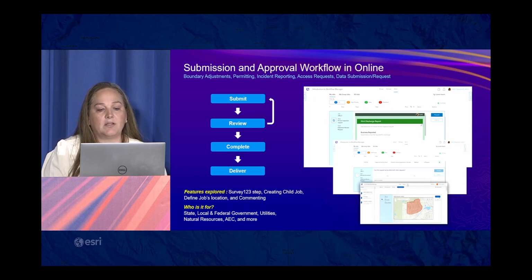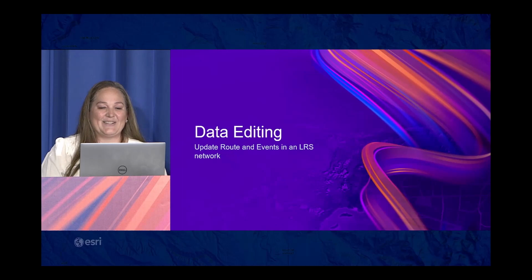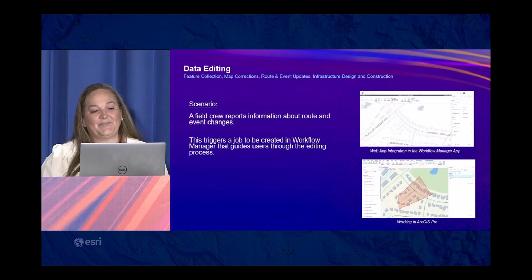You might remember Arthi manually put in the additional information for the request, but it could have been collected through another application like Survey 123 or Field Maps in the beginning and programmatically added to the job. That's a later session. All right, so let's move on to our next demo.